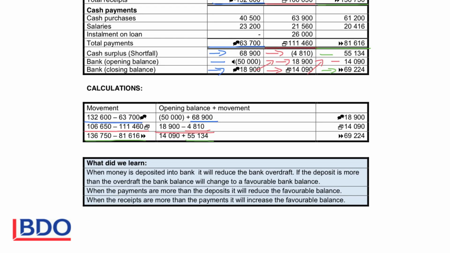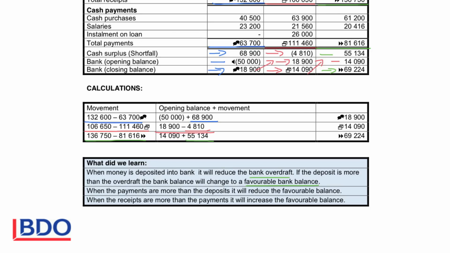When money is deposited in the bank, it will reduce the bank overdraft. So the money will be used to pay for the bank overdraft. If the deposit is more than the overdraft, the bank balance will change to a favorable bank balance.